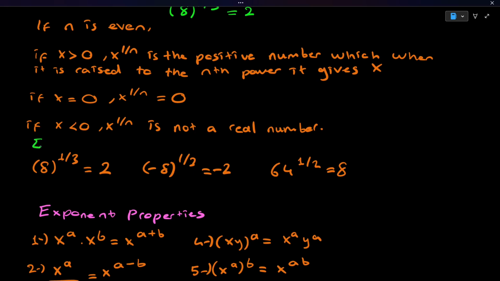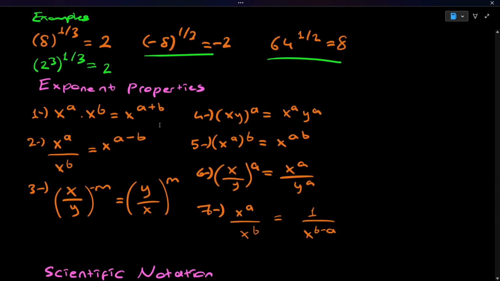And again, we have some examples. 8 to the power of 1 over 3, as we said, is equal to 2 because 2 cubed is 8. You can think of this in another way, which is 2 cubed to the power of 1 over 3, and by the properties that we will see, this is equal to 2. Same for the following examples.